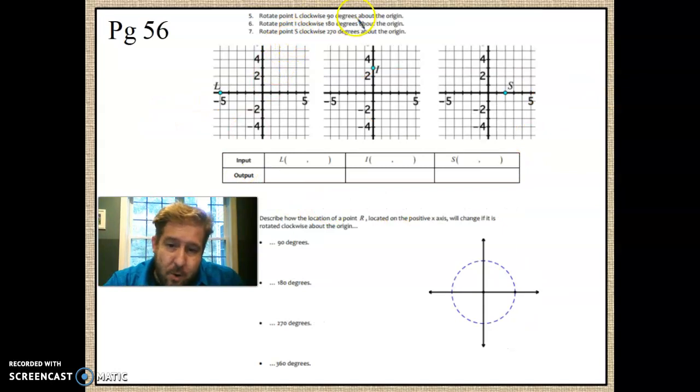Now, what if we're going clockwise? So this one going clockwise, 90 degrees, started at negative 5, 0, and will end up at 0, 5. Now 180 degrees clockwise: you'll notice that it does the exact same thing as 180 degrees counterclockwise. They're exactly the same. And this goes 90, 180, 270, and ends up right there.